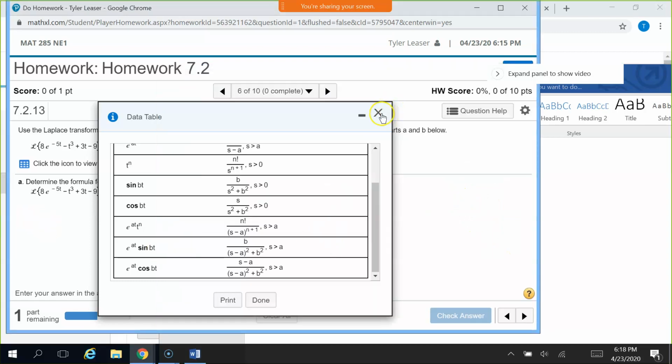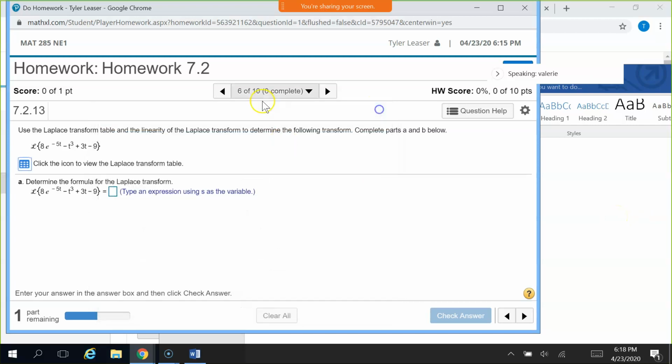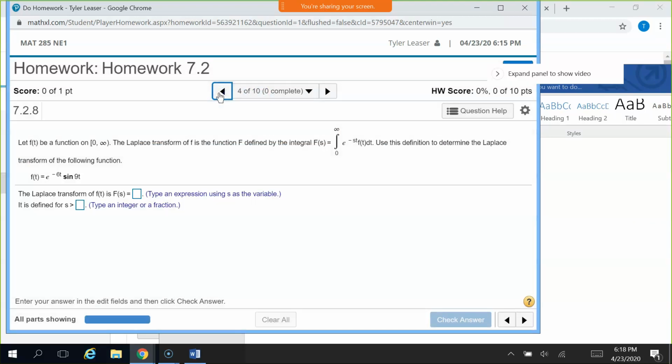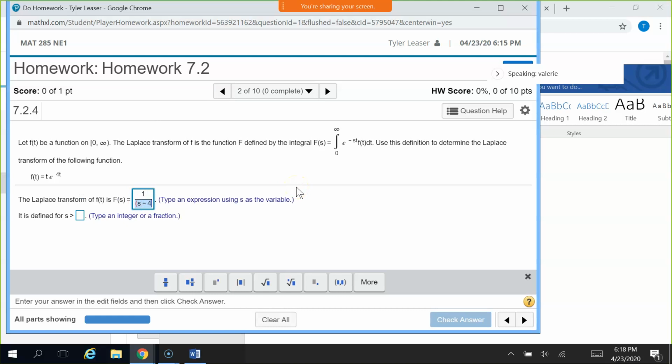And then the, whatchamacallit, the restrictions, or not restrictions, but yeah, that's a good word for it. The restriction for s, yeah, it is important. So for this one, we got 1 over (s - 4) squared. And because of that s minus 4 in the denominator, that says that your s has to be greater than 4. You also get that from the table.